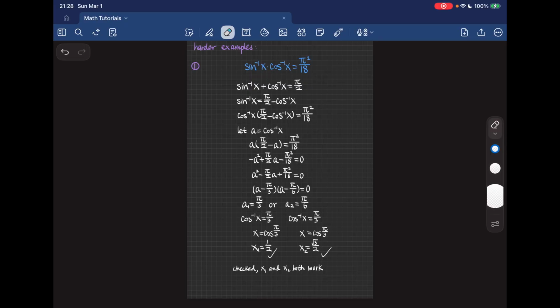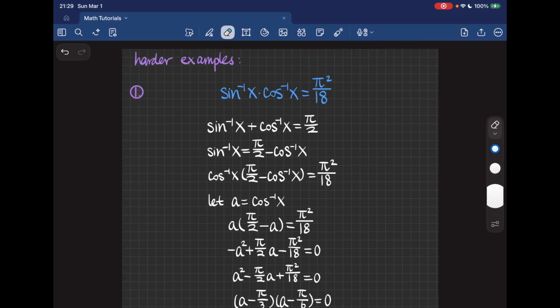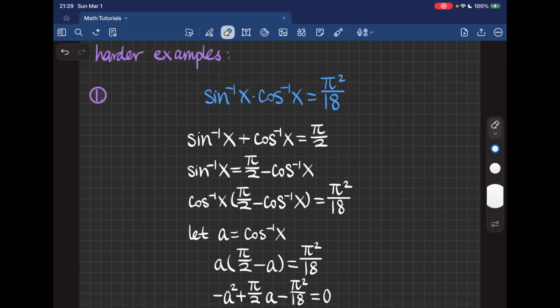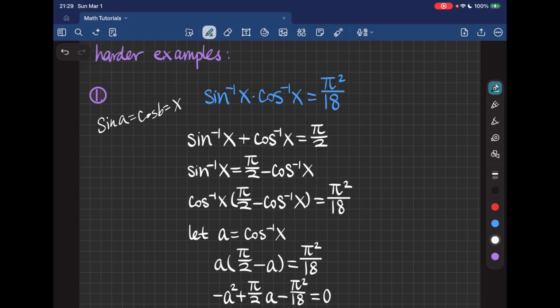Here's a harder example of solving an inverse trig equation. You can pause the video and attempt it yourself right now. I'm going to start explaining. So we need to find an equation to help us solve this weird-looking inverse trig equation. So there is a rule that the sine of an angle is equal to cosine of its complement. So let's say sine A equals cosine B equals x. So that means A plus B equals 90 degrees equals pi over 2.